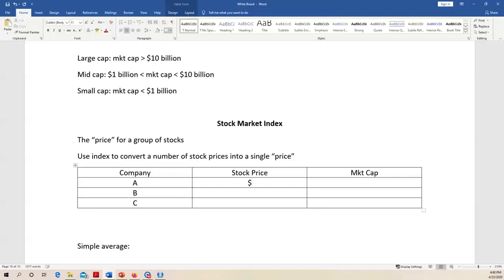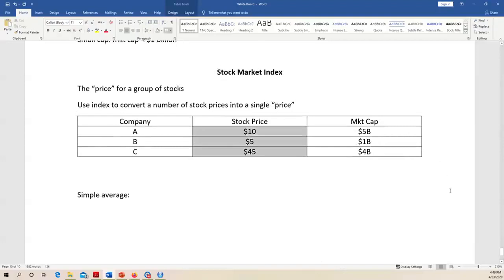So for company A, its current stock price is $10. Company B's current stock price is $5. For company C, its current stock price is $45. Okay, market size. Company A's current market size is 5 billion US dollars. For company B, it is 1 billion US dollars. And for company C, that is 4 billion US dollars current market cap. Okay.